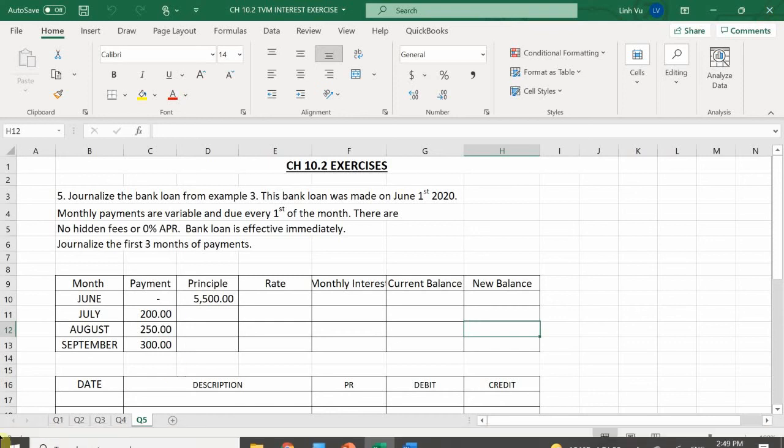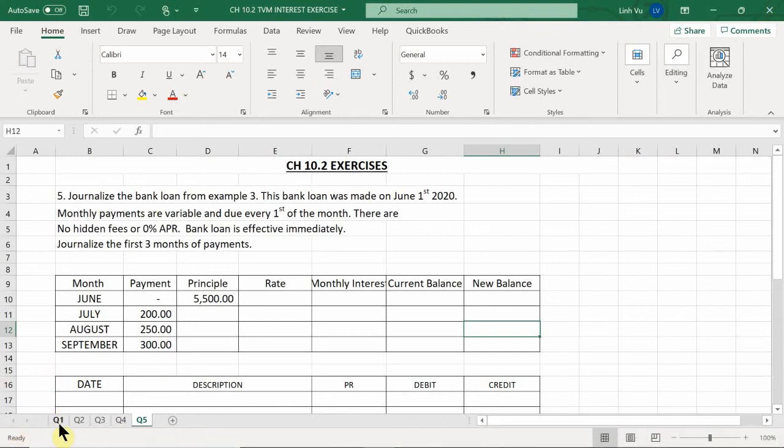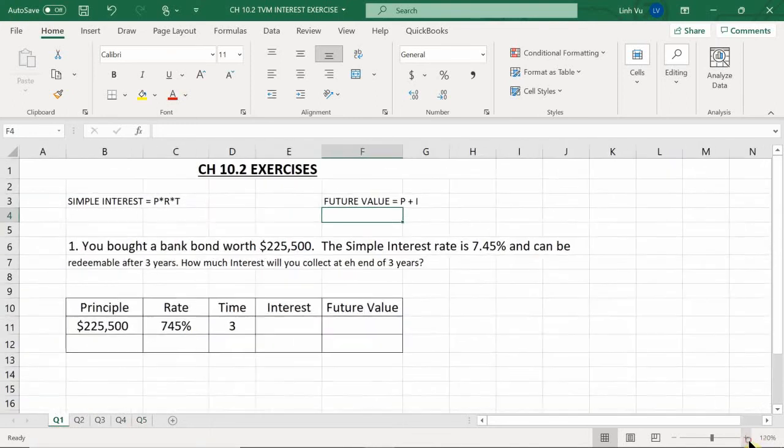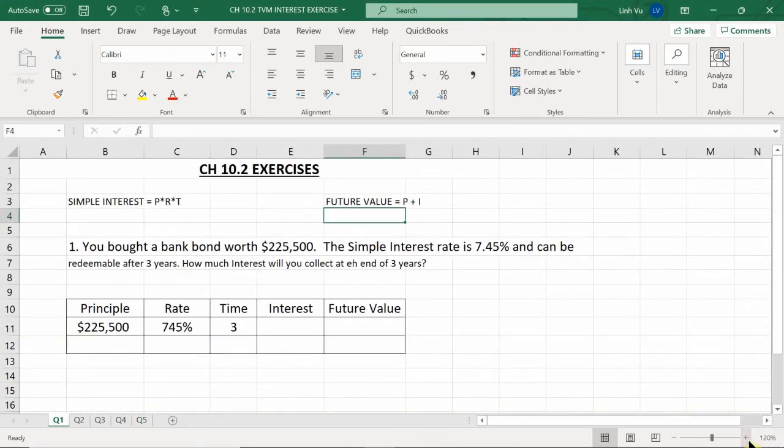So here I have a series of 5 questions for you guys to be able to answer. We're going to start off with the very first one. If you have your Excel sheets available or your calculator, let's go ahead and compute these exercises right here.